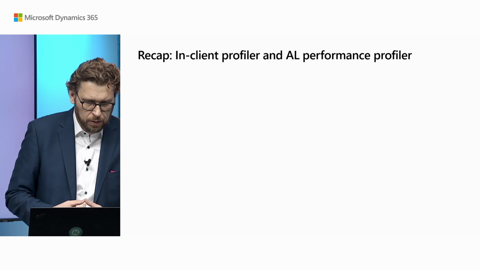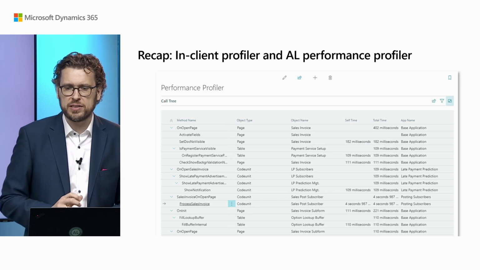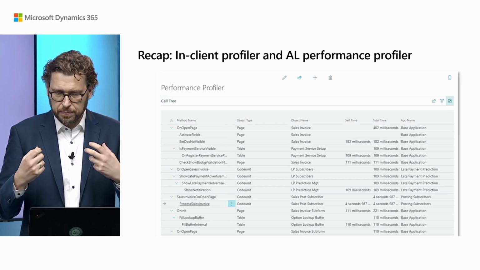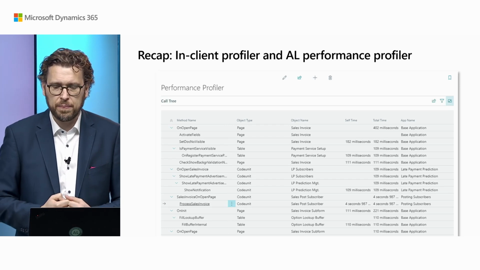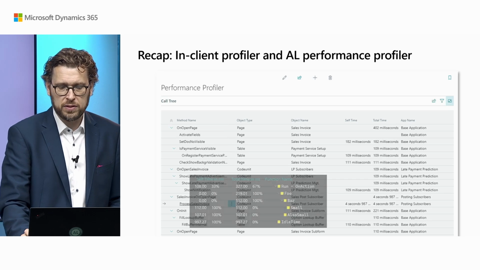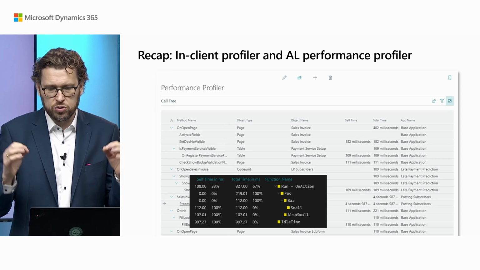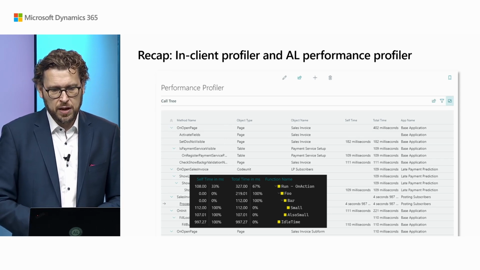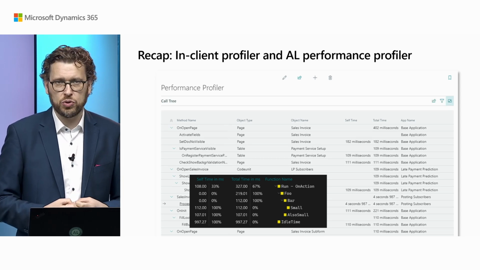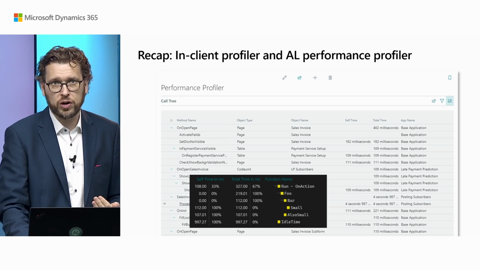So we talked about the AL profiler. Let's recap just a little bit. Some releases ago, we introduced a couple of great tools to investigate performance. That was profiling tools. So we had an inclient performance profiler that was accessible to customers, consultants, and developers. And we also had an AL profiler in VS Code that allowed more detailed information for developers. In the inclient profiler always, and as an option in the Visual Studio Code AL profiler, we're using something that is called sampling to record what is happening.